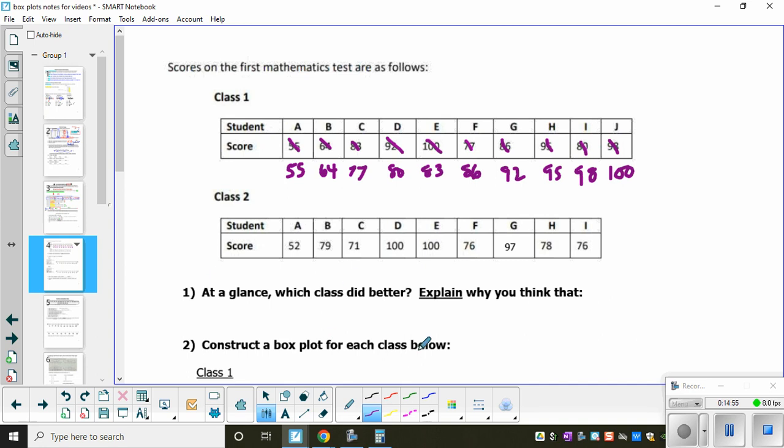Now let's look at class 2. Class 2 here, the lowest score we have is also in the 50s, but this one's a 52. And we have a couple hundreds here, so I'm going to put one in the last spot and one in the next to last spot. So we've got those scores taken care of. All right, anything else in the 50s? Nope. 60s? Nope. 70s, we've got a 71. Wow, we got lots of 70s. Okay, so 71, two 76s.